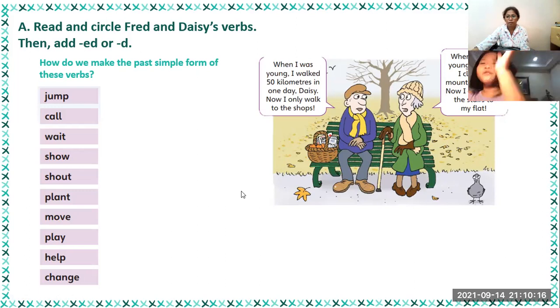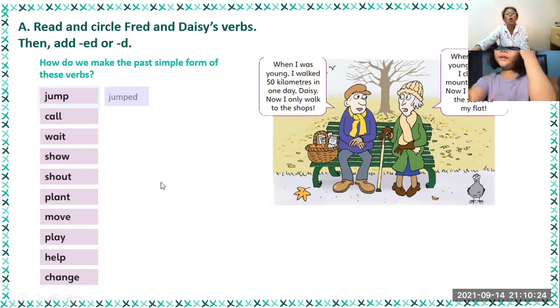I don't know how to write. Max? I mean the answer. I don't know. Oh, the answer is jumped. Like that example. Okay, go. Yeah, I know you're very smart. Called.